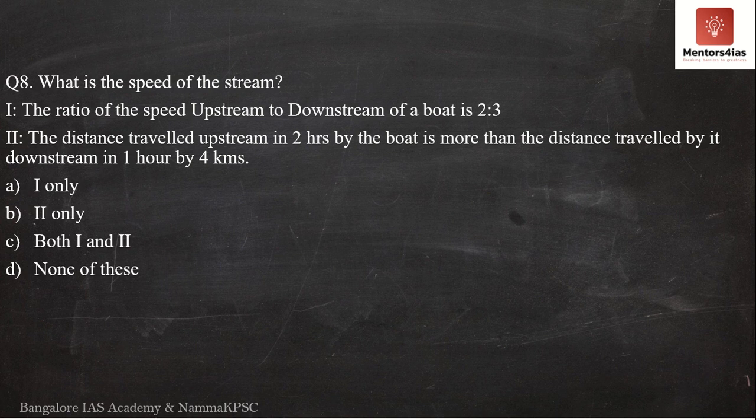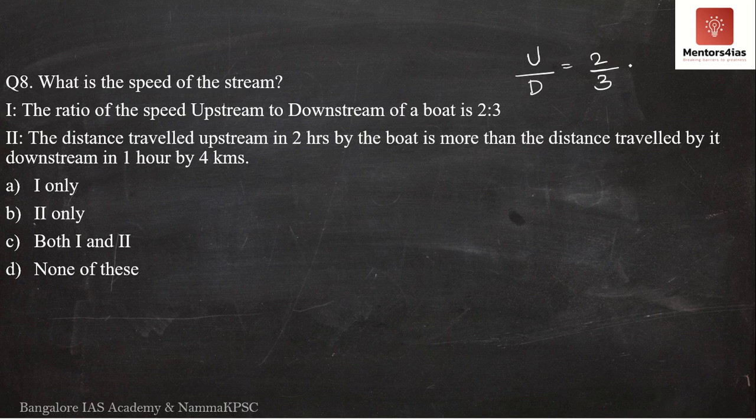Now the question says, what is the speed of the stream? The first statement is saying the ratio of the speed upstream to downstream of a boat is 2:3. So upstream speed by downstream speed is nothing but 2 by 3. This is the ratio.